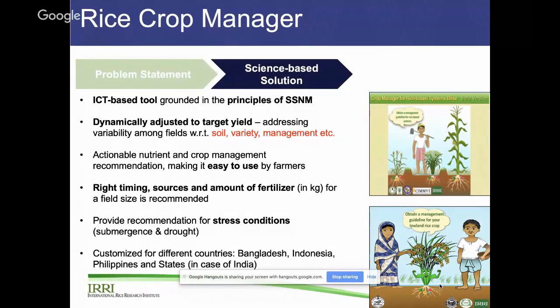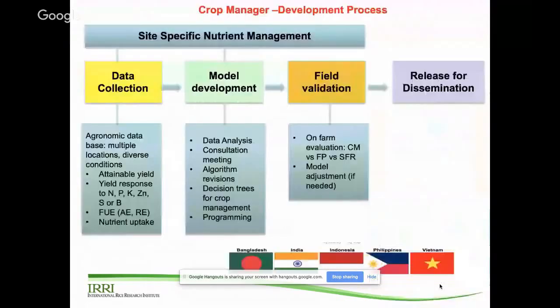It provides the right timing, source, and amount of fertilizers for the field size, which correlates with the farmer's field size. It also has the flexibility of providing recommendations for stress conditions, for example, submergence and drought, and it is customized for different countries like Bangladesh, Indonesia, Philippines, and different states of India.